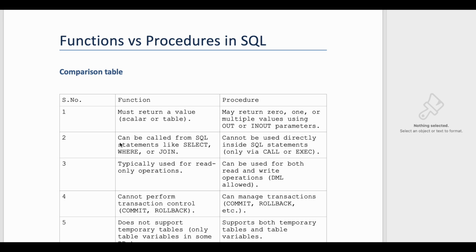The second difference is that a function can be called from SQL statements like SELECT, WHERE or JOIN. Procedures cannot be used directly inside SQL statements, only via CALL or EXECUTE statements. If you have worked in SQL, you must know functions like COUNT, SUM, MIN, string functions, the SUBSTRING function, and these functions can be used in SELECT statements, WHERE or JOIN, but procedures cannot be used in SELECT statements, WHERE or JOIN.